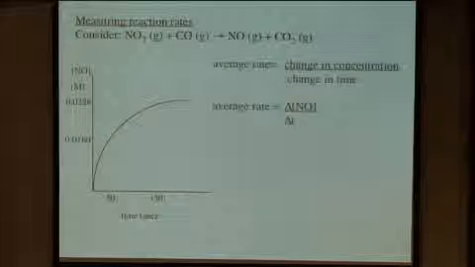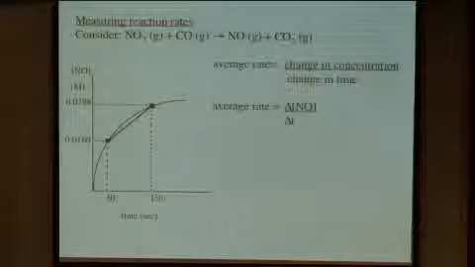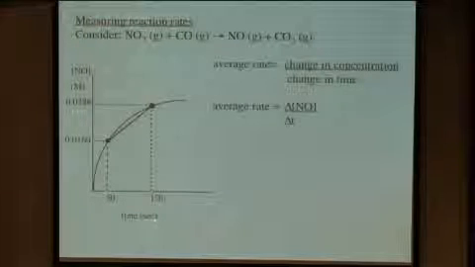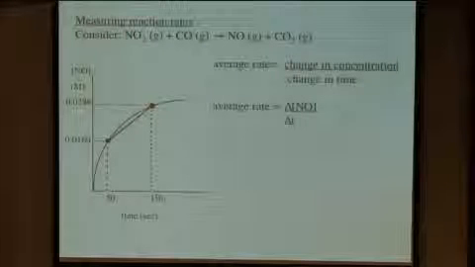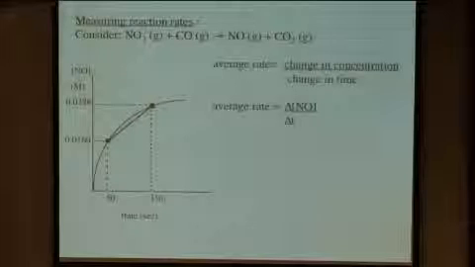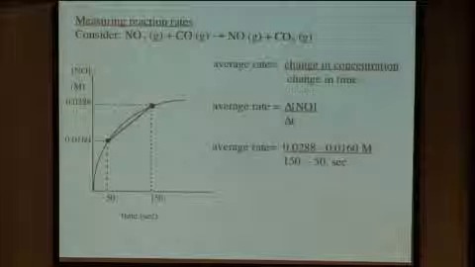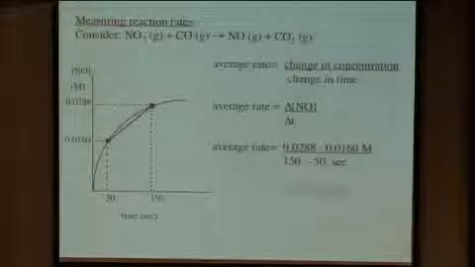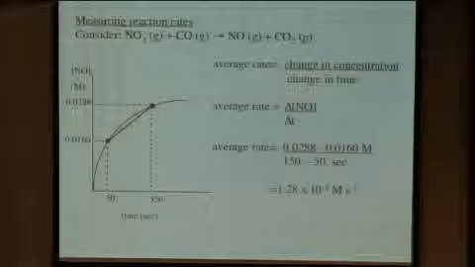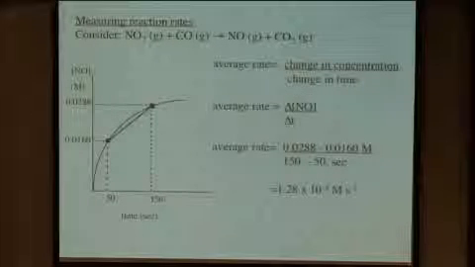And you could express that as the change in concentration over the change in time. So you could pick a particular interval, say, we want to measure the average rate from time equals 50 seconds to time equals 150 seconds. And we'll look at how much the concentration has changed over that time interval. So we can do a little calculation of the average rate and get a number, 1.28 times 10 to the minus 4 molar per second, and that's an average rate.